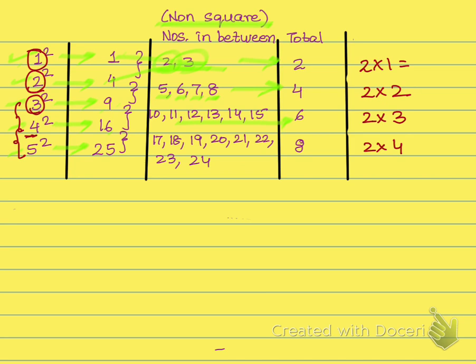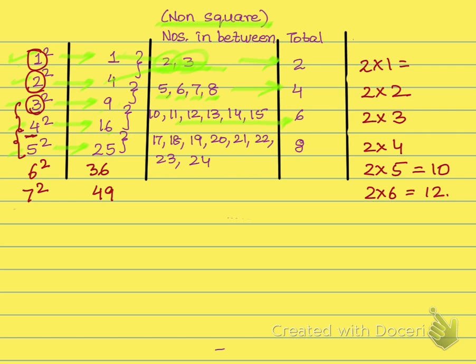Okay, tell me, suppose I'm talking about 6 square. How many non-square numbers will be there between 5 square and 6 square? Yes, of course, it becomes pretty simple. There will be 10 of them, right? Between 6 square and 7 square, 2 times 6, that means 12. You want to check it out? 7 times 7 is 49, 6 times 6 is 36.